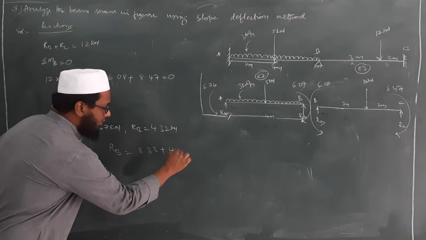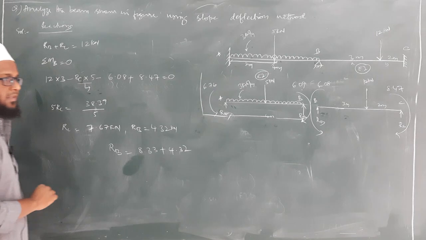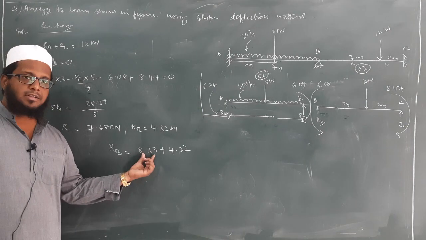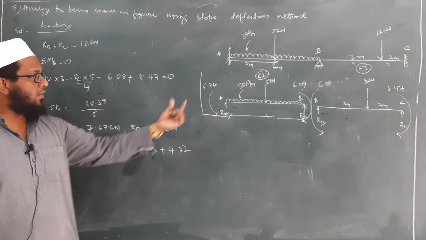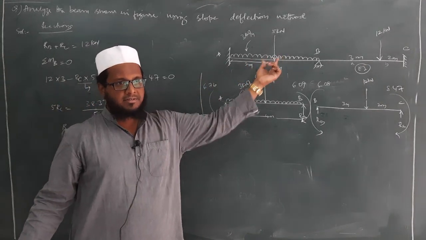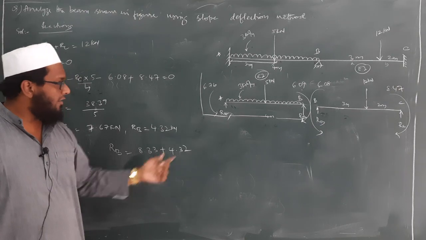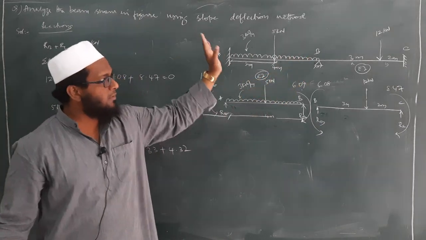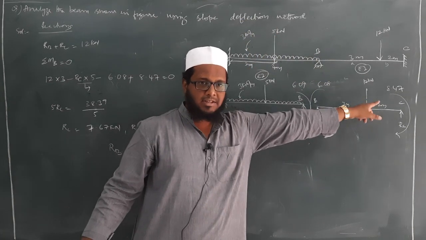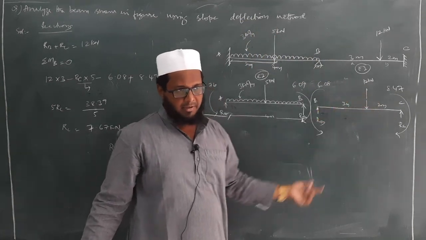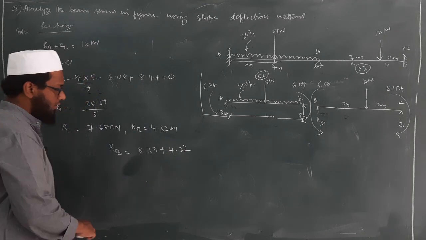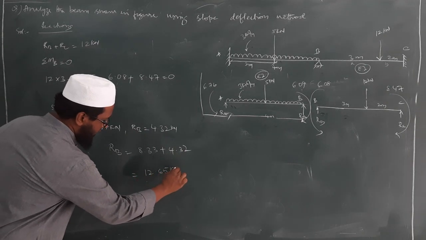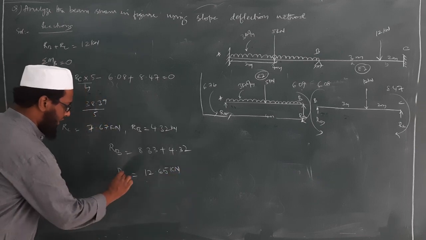8.33 plus 4.32. Okay. So see here, we can easily observe that the loading is more on this beam. So that is why we are getting 8.33, whereas the load of 12 kilonewton is far away from point BC. So the maximum load is falling on RC when compared to RB, isn't it? So 4.32. So can you tell me 12.65 kilonewton. This is RB.